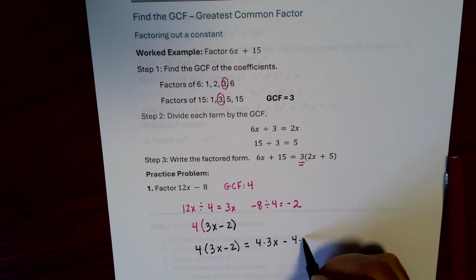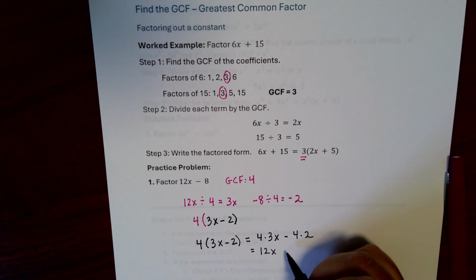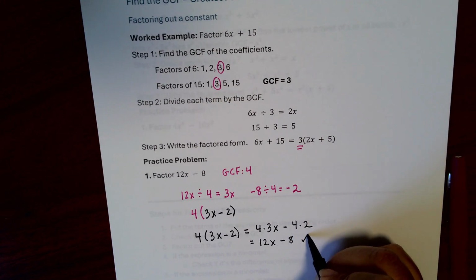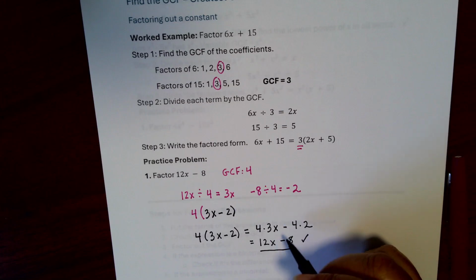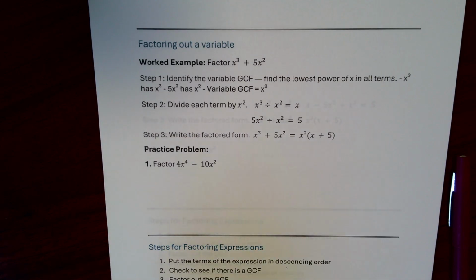Minus 4 times 2. And notice that we have 12x minus 8. Does that check? Yes, this is what we started with. So you can always go in reverse to make sure. That's one thing nice about algebra.